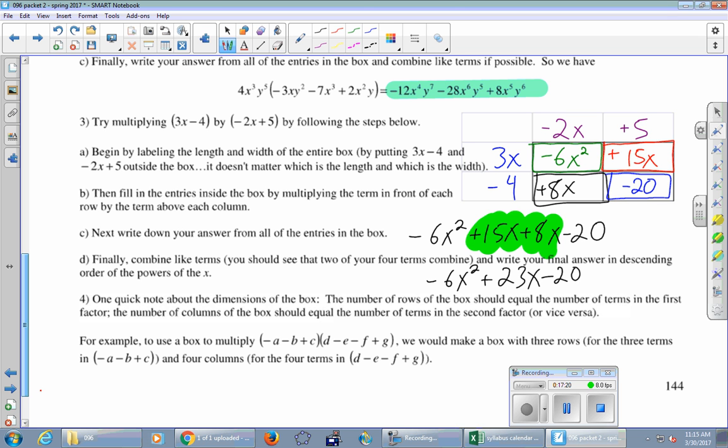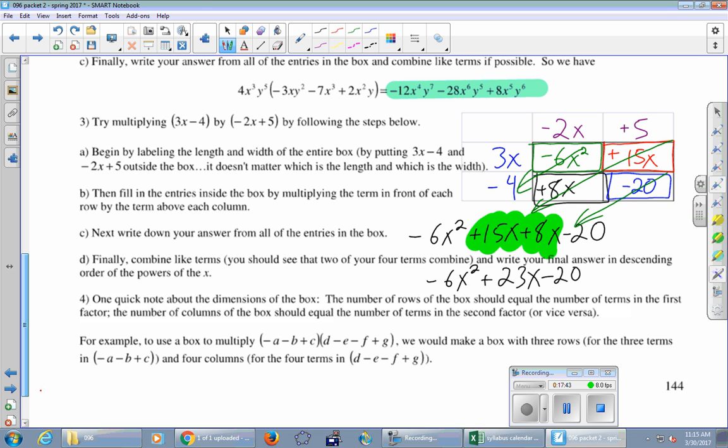One nice little thing about using the box is that the like terms are always going to appear on the diagonals as long as you're looking at the correct diagonals. So you can see in this case, those are my like terms. If the box were bigger, I would actually have other like terms on this diagonal and other like terms on this diagonal, and all of those diagonals would have like terms. We'll see them later on, okay?